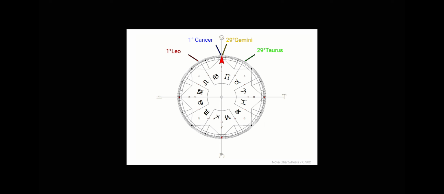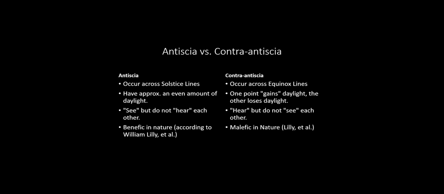To get a degree's contra Antiscia, take the opposite of one of the signs in the Antiscia. So with 29 degrees Gemini, its contra Antiscia would be 1 degree Capricorn instead of 1 degree Cancer. 18 degrees Leo's contra Antiscia would be 12 Scorpio instead of 12 degrees Taurus. Whereas Antiscia are considered favorable about each other on a secondary basis, contra Antiscia are not.